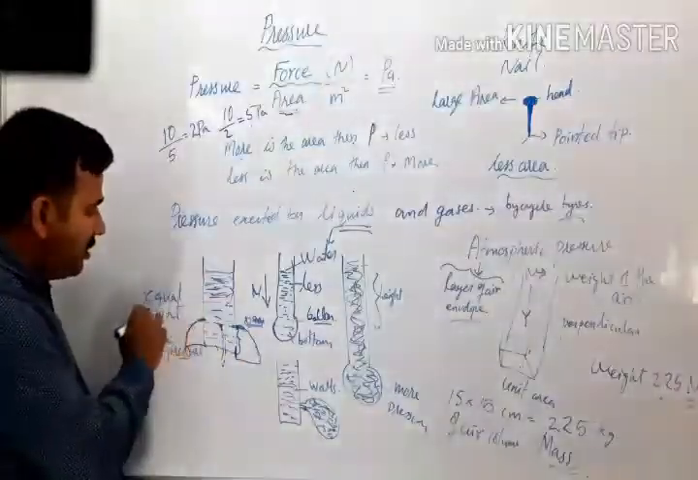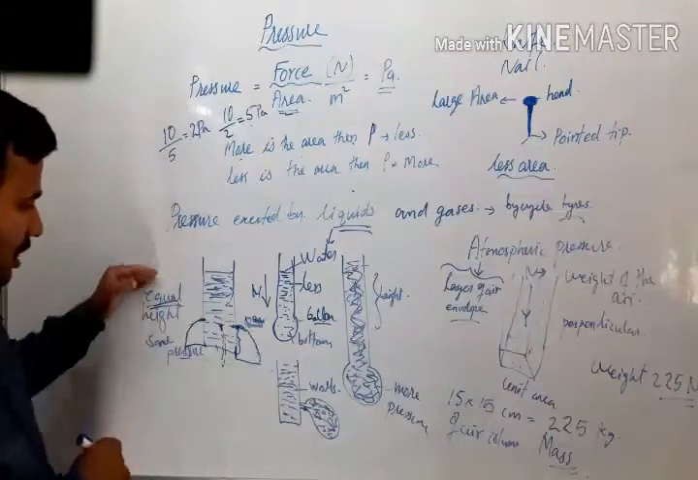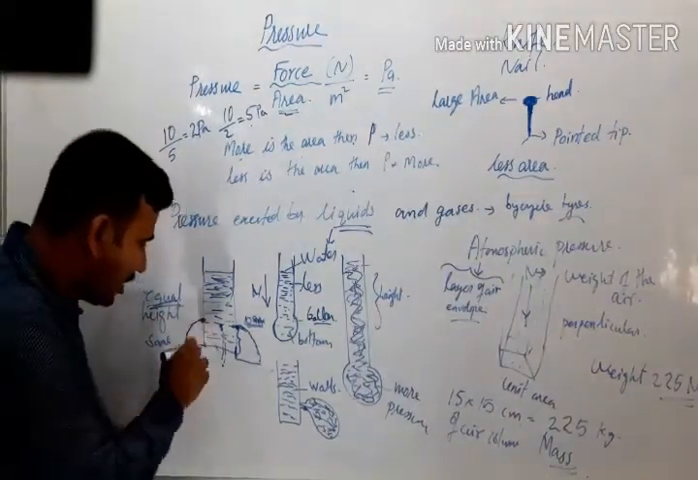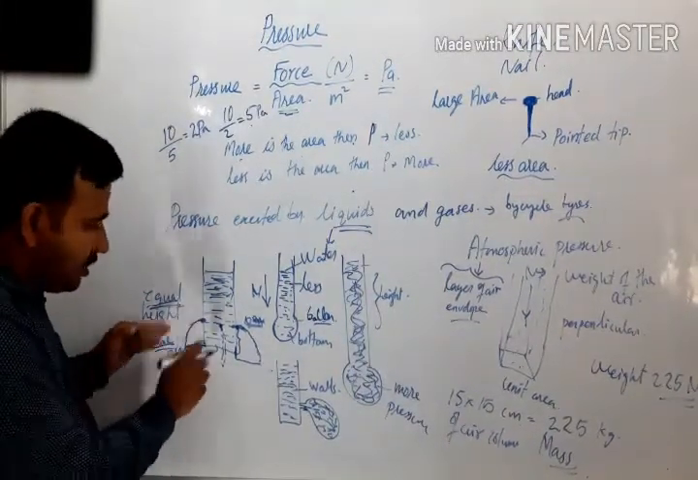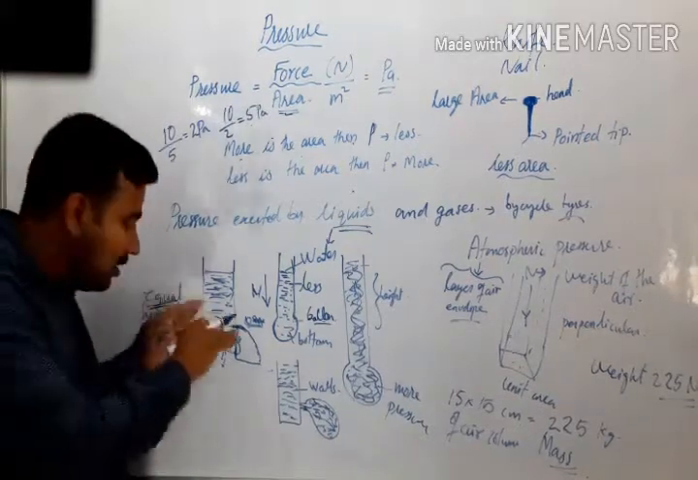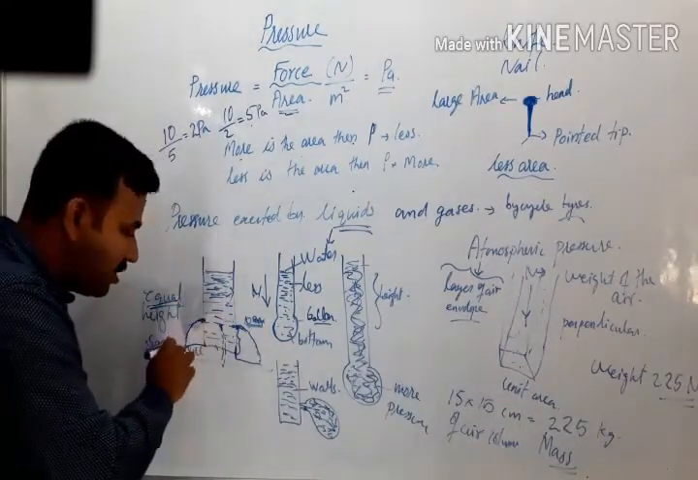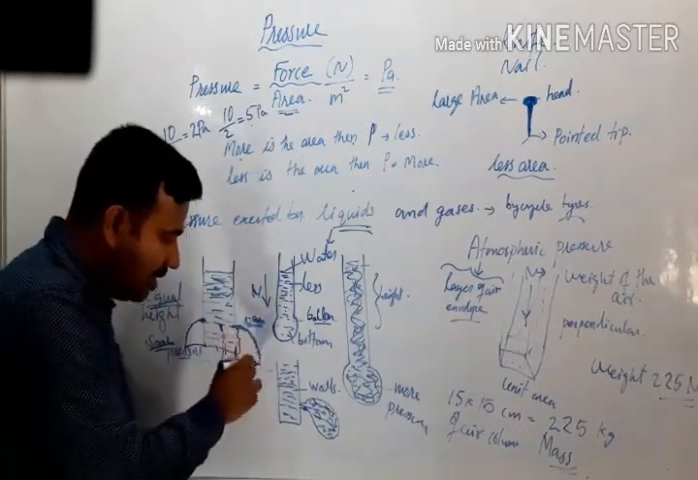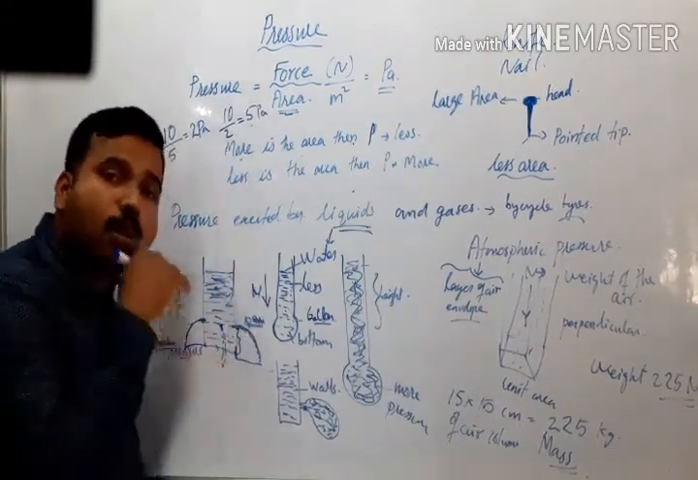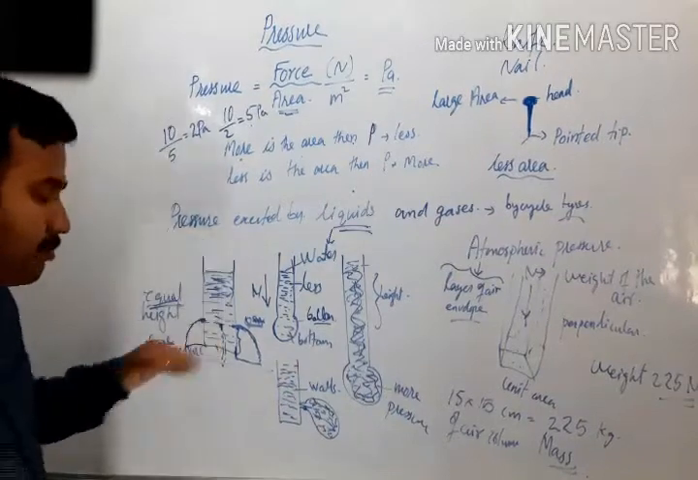So water at equal height, at this particular height, will experience the same pressure. As a result, water will spread out by an equal distance from the bottom of the bottle.